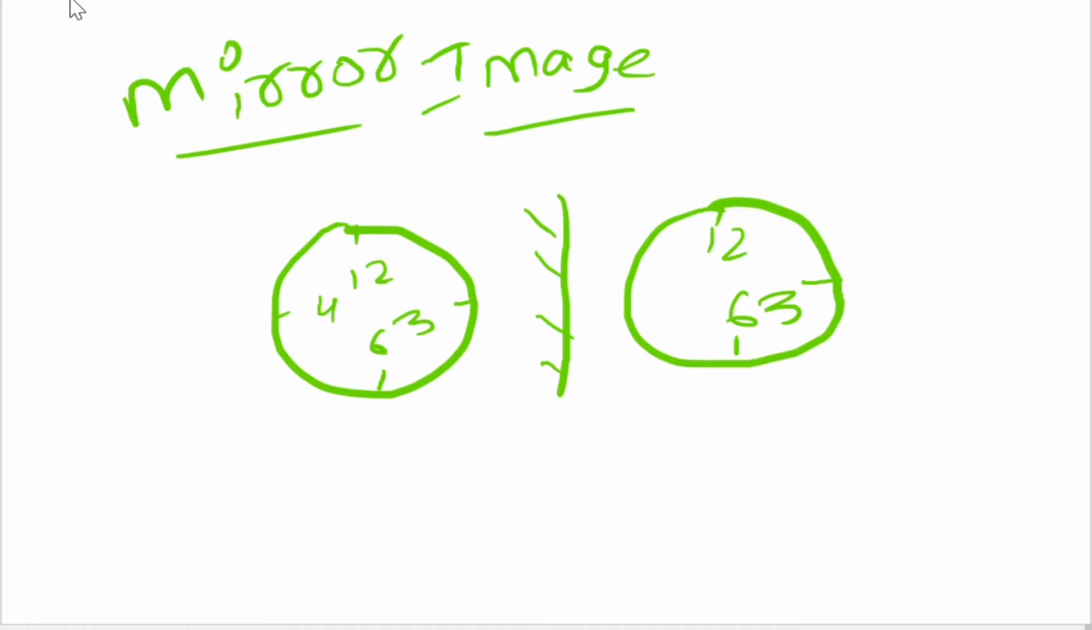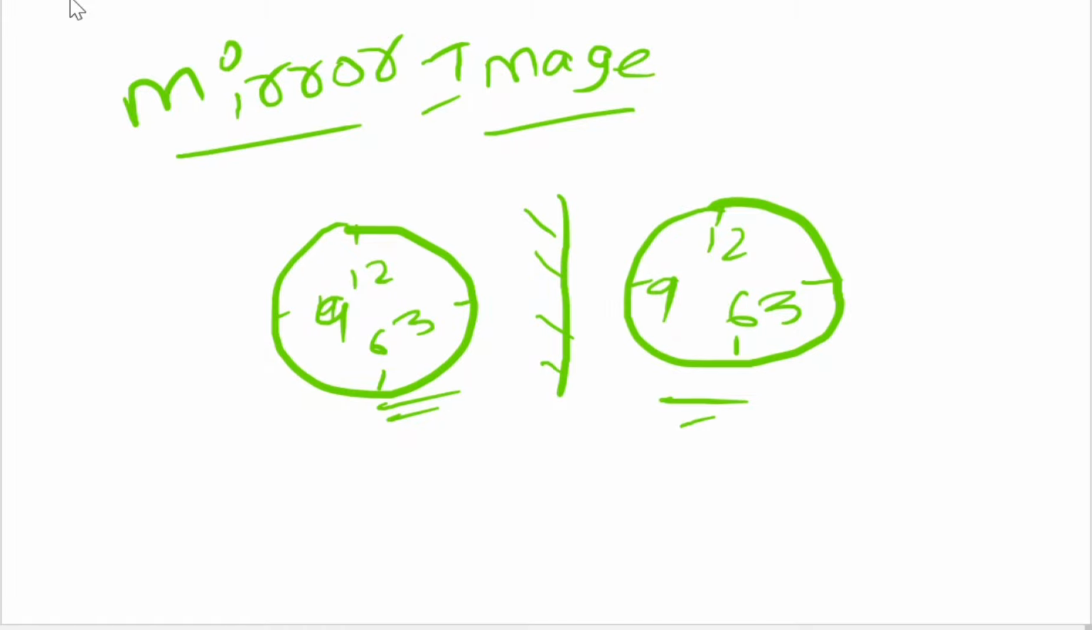Basically, what is a mirror image? I hope you know very well. If we take a clock like this, having different timings, and you place a mirror between these two clocks, a mirror reflection will be formed here. We need to find the exact mirror reflection of this particular image. This is called mirror image. In many competitive exams they will be asking you what is the mirror image of a particular clock.